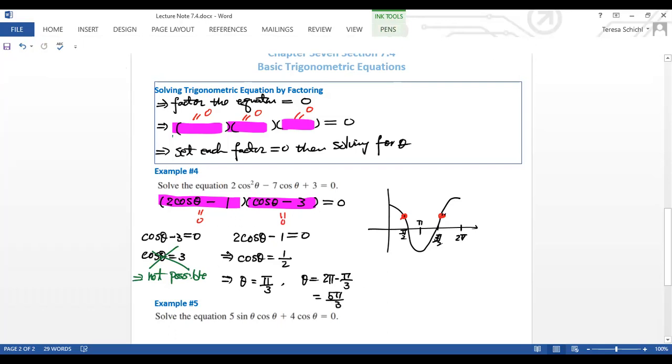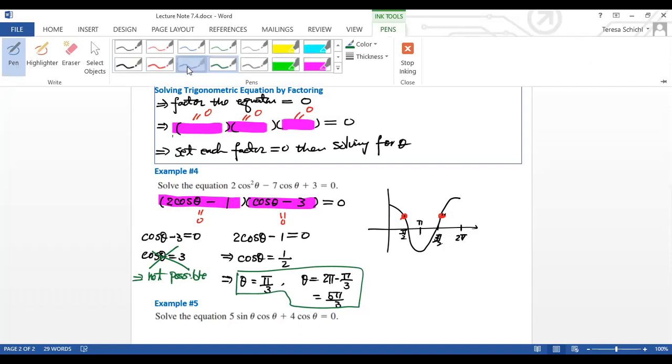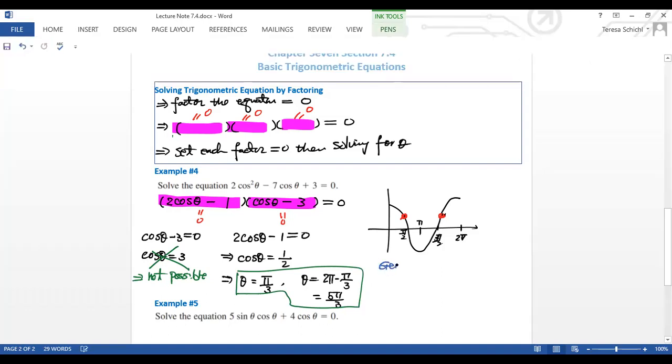All right, so this is just for one period of solutions: pi over 3 and 5 pi over 3. So what is your general solution here?